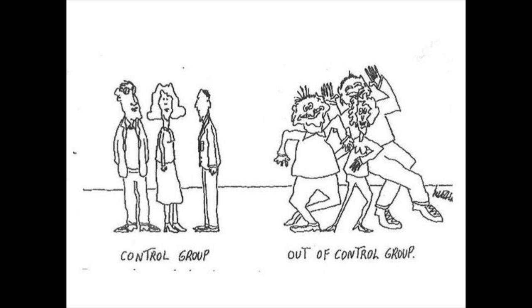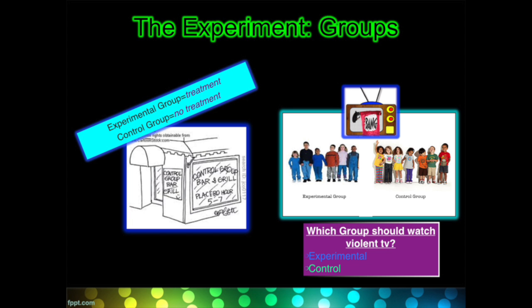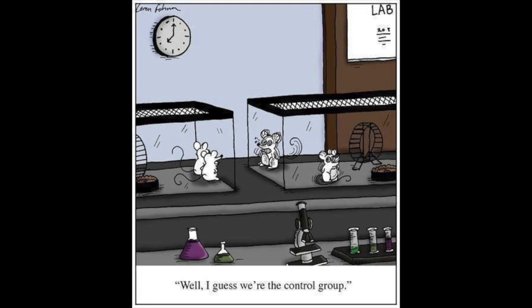So if we were giving violent TV to the experimental group, so they would receive the treatment of watching violent TV, we would have the control group not watch any TV. And then after an hour of the experimental group watching TV and the control group just sitting around reading books or something, we could then ask them to interact with each other. So all the people in the experimental group interact and all the people in the control group interact. And we could see if the people that watched violent TV were more aggressive than the people that did not watch violent TV. And again, it is that control that allows us to determine the cause and effect relationship.